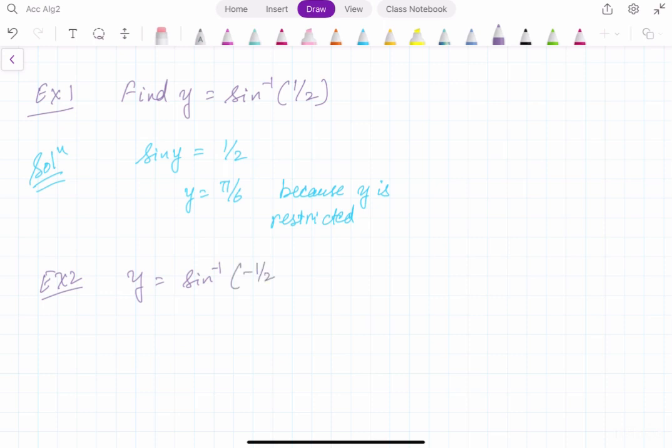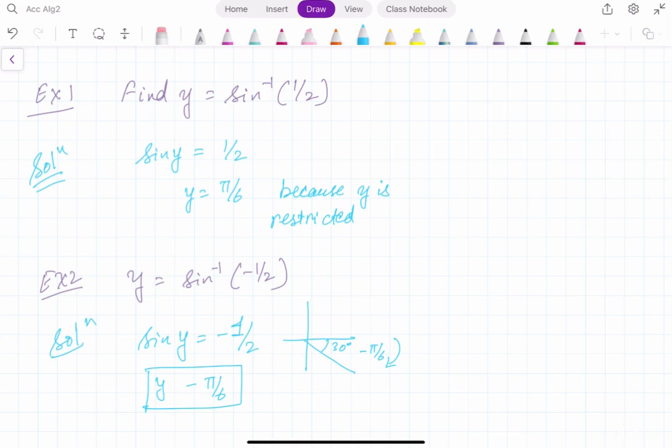Now y is equal to sine inverse of negative 1/2. The value is negative, and the range restriction for sine is quadrant 1 and quadrant 4. In quadrant 4, sine is negative, right? So it will be negative pi over 6. So as you can see, if you understand the unit circle summary chart, tackling these problems would be a little bit easier.